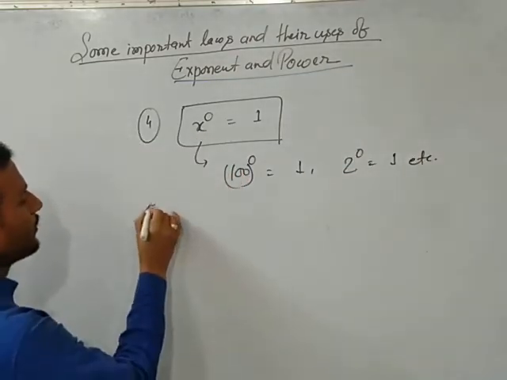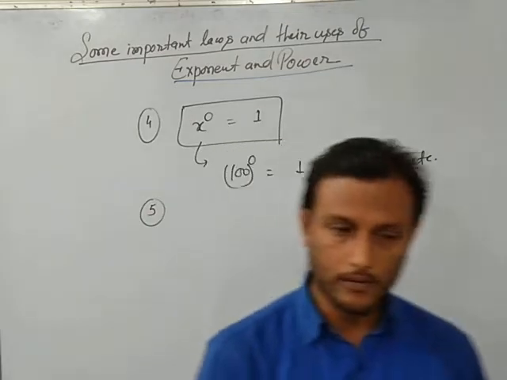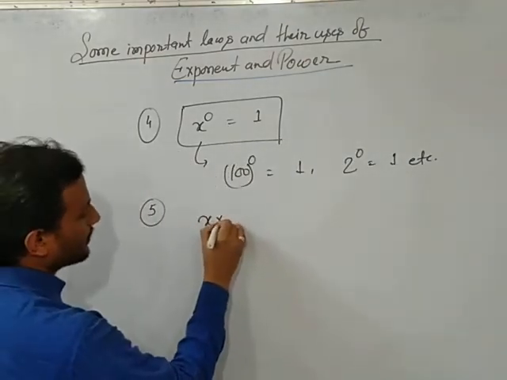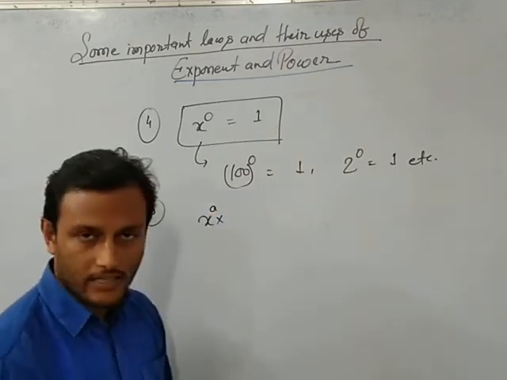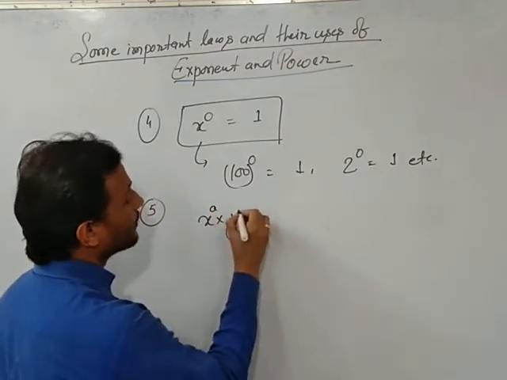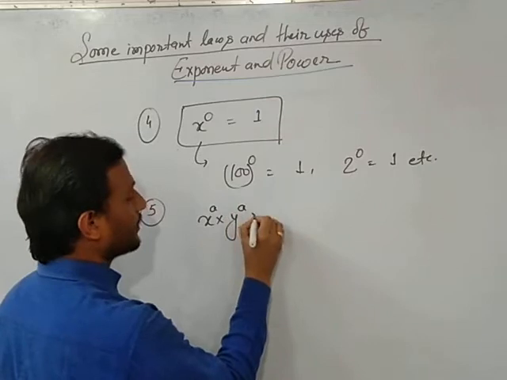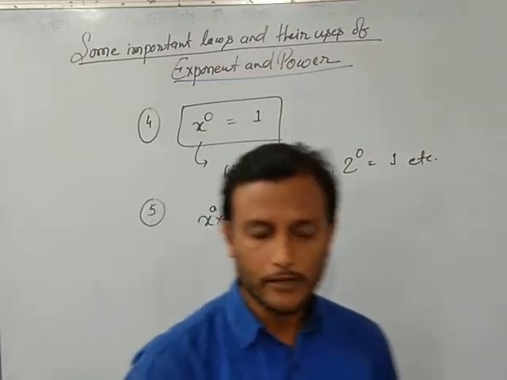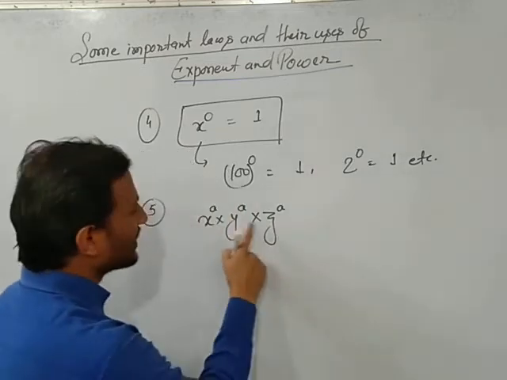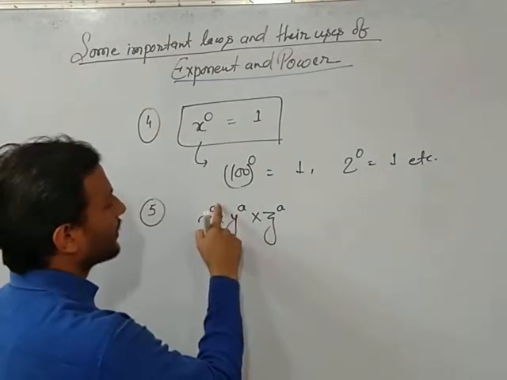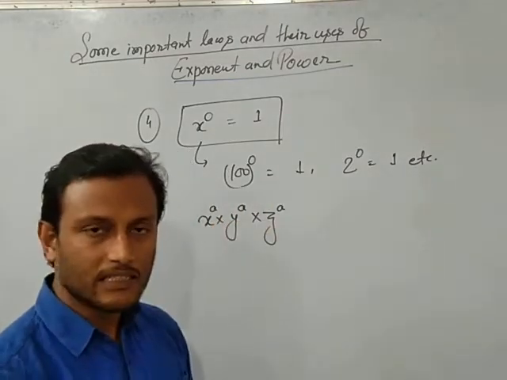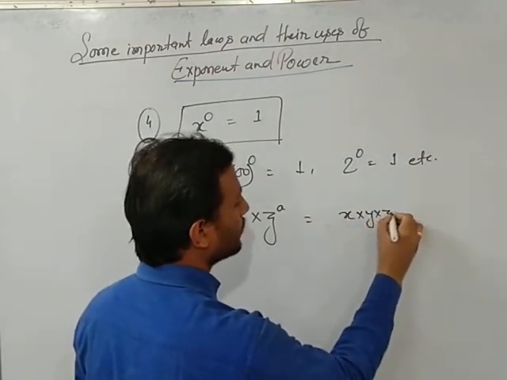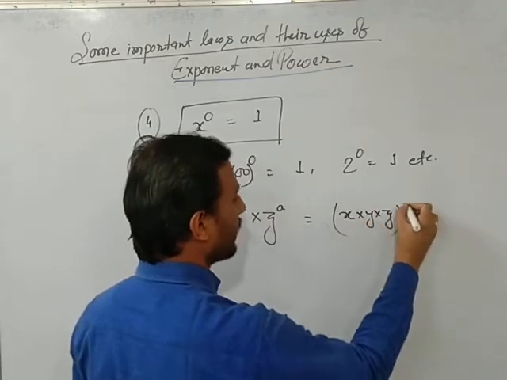Now comes rule number 5. Rule number 5 is, if x has an exponent a, y has an exponent a, and z has an exponent a. It means bases are different but exponents are the same. In this situation, the answer is x into y into z whole power a.